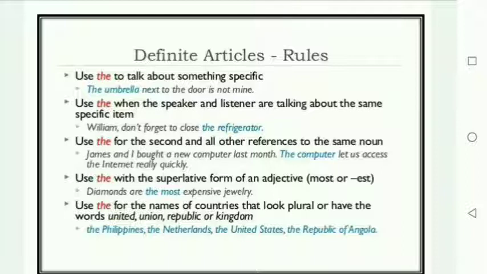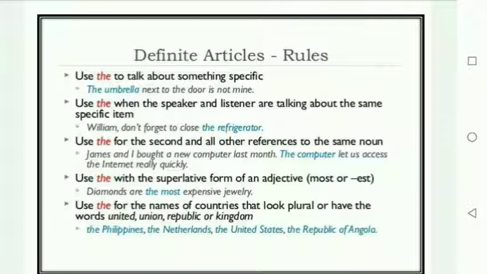Third, use the for the second and all later references to the same noun. When we are talking about the same noun or references, then we use the article the. For example, James and I bought a new computer last month. The computer let us access the internet really quickly. In the first sentence, James and one more person bought a computer. Now, they are talking about that specific computer again. So, in the second sentence, we are using the before computer.